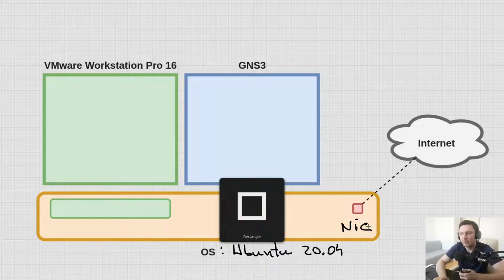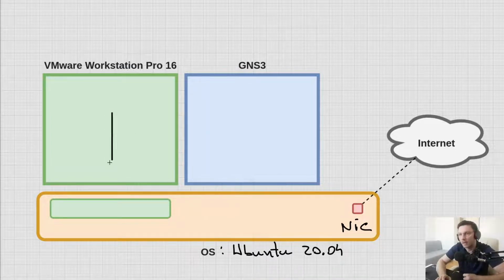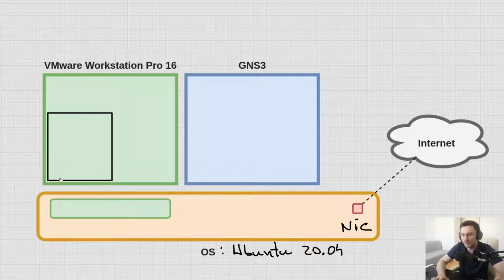We said that we will deploy the routers as virtual machines inside the hypervisor. So this will be the mighty CSR 1000V.